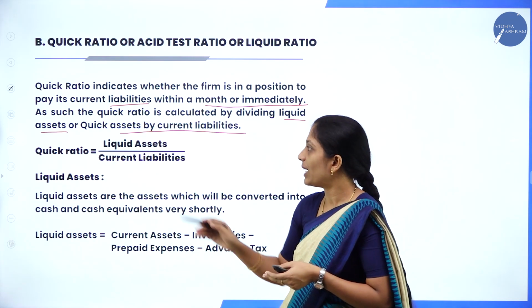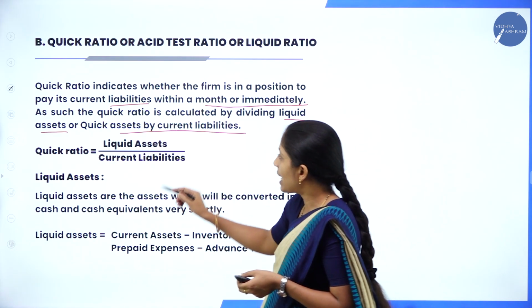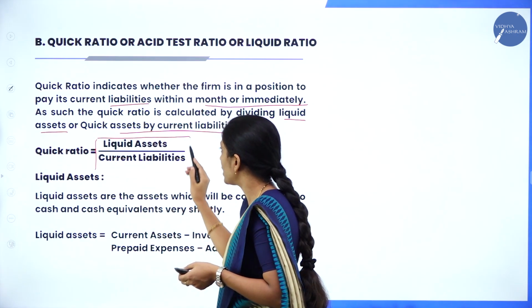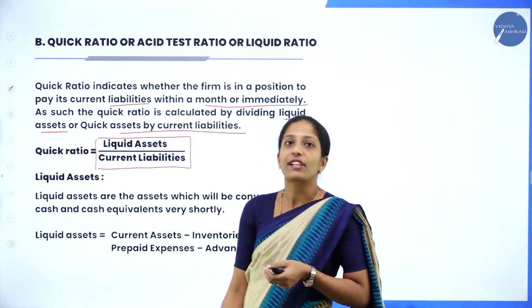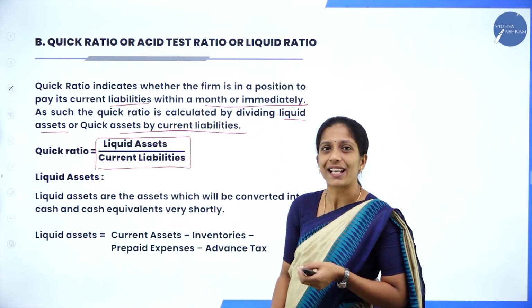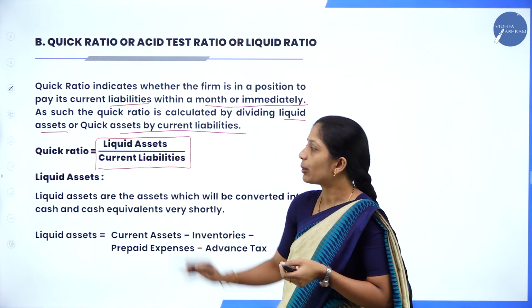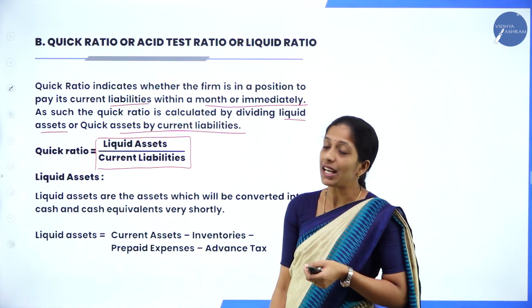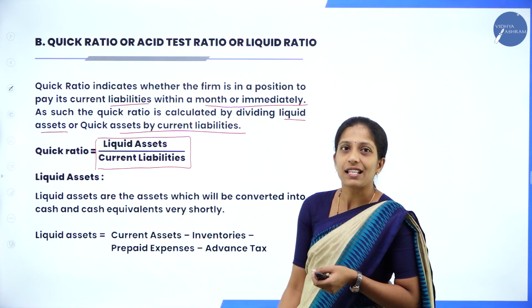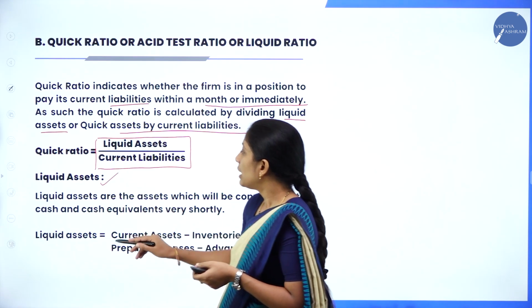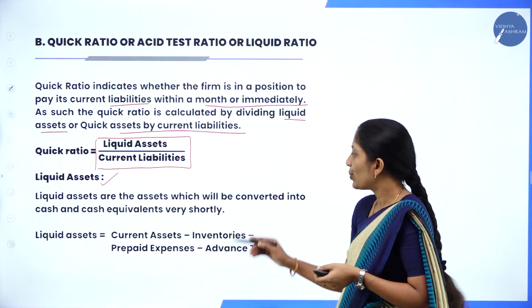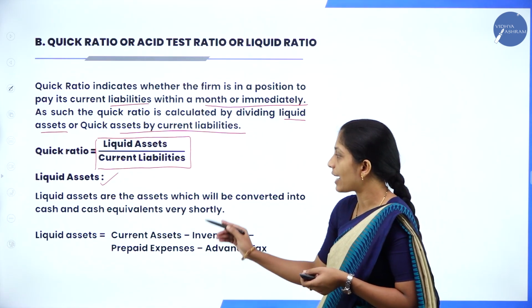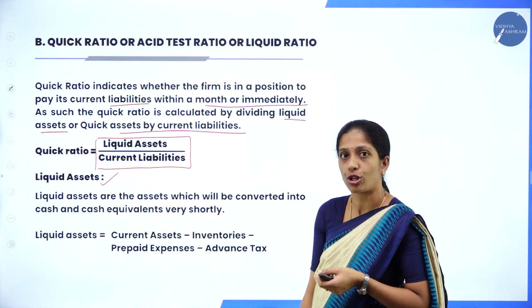So what is the formula for quick ratio? Liquid assets divided by current liability. The formula of current ratio is current assets divided by current liability. The formula of liquid or quick ratio is equal to liquid assets divided by current liability. Now let us see what is this liquid assets. Liquid assets are the assets which are to be converted into cash and cash equivalents very shortly.